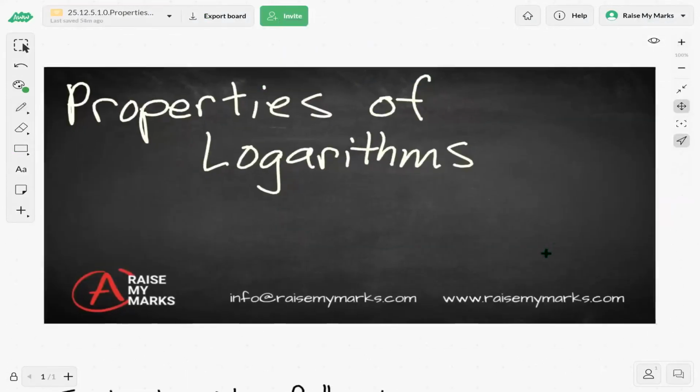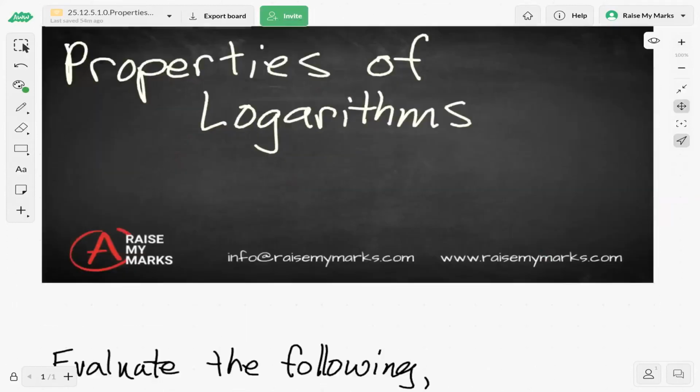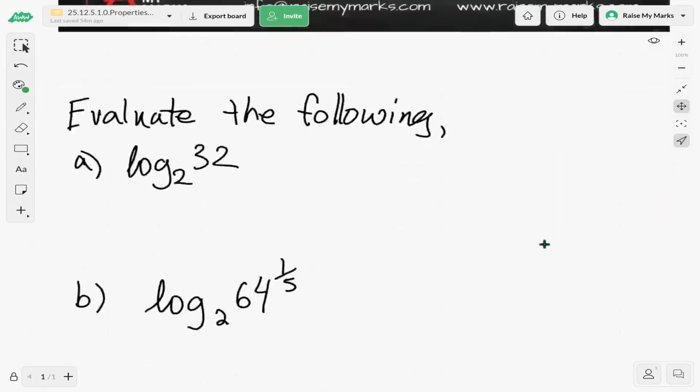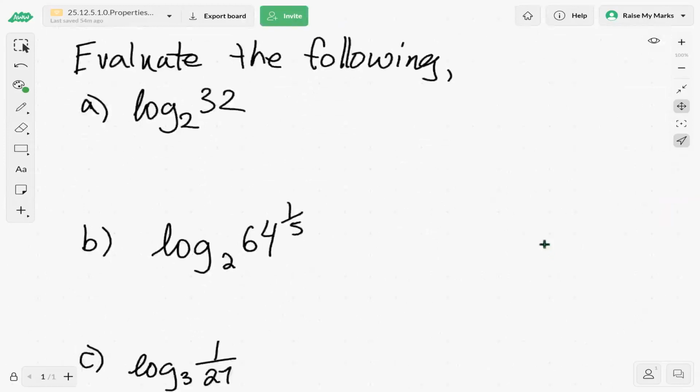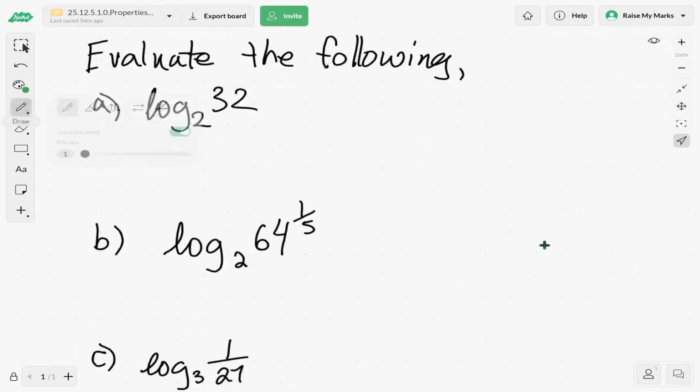So today we're going to look at properties of logarithms. And let's see what we're looking at today. We're asked to evaluate the following. Here we have log base 2 of 32 equals. We need to figure out what that equals.